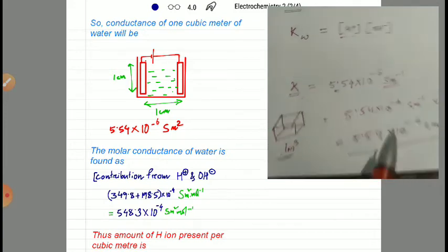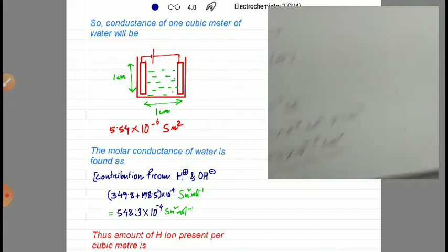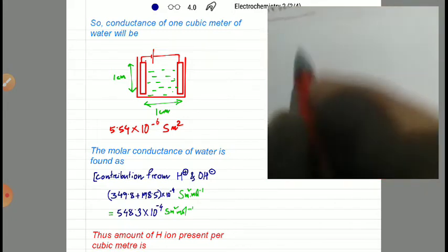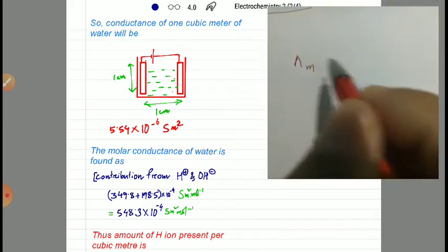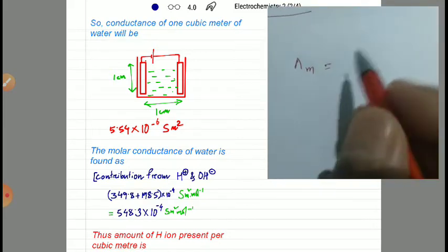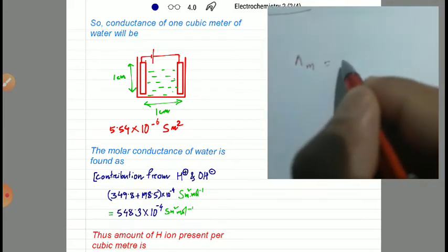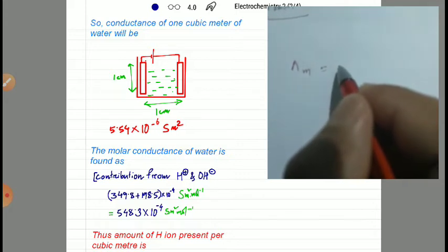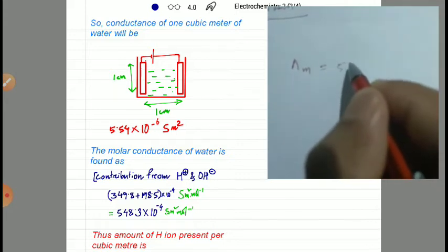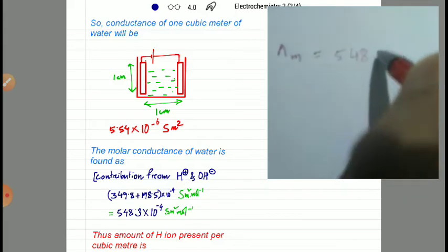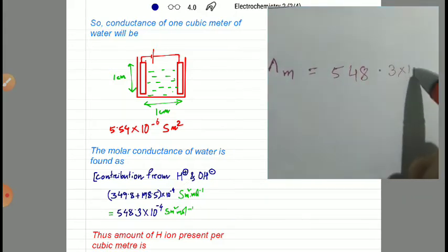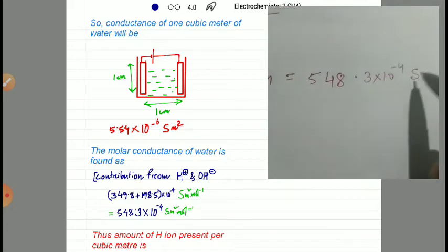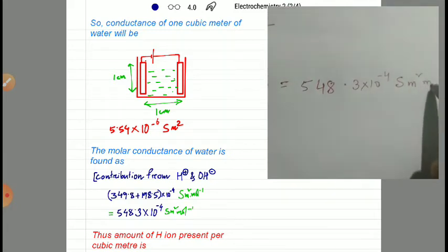Experimentally we can also calculate the value of molar ionic conductance of water, and it was found that the molar ionic conductivity of water at 25 degrees Celsius is 548.3 into 10 to the minus 4 cm square per mole.